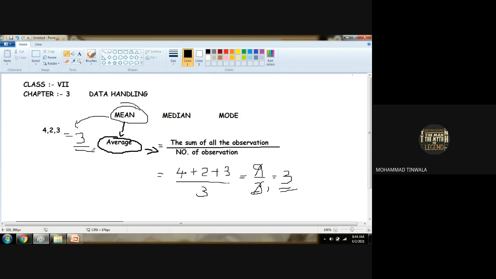So how many topics have we studied up till here? We studied tally marks, we studied range, and we studied mean. Any doubt with this? We studied a total of 3 topics from this chapter, data handling. First, tally marks, then range, and average.